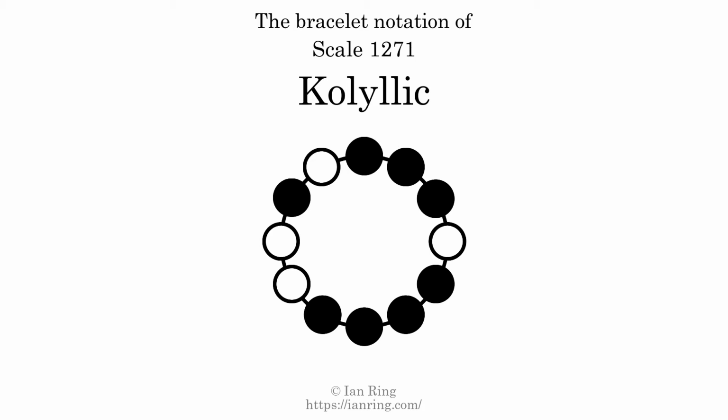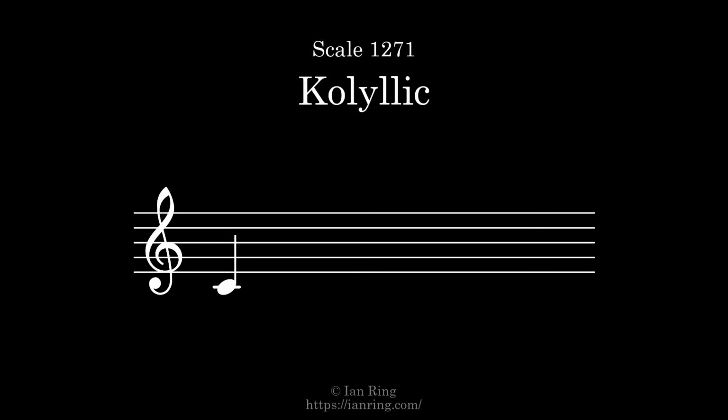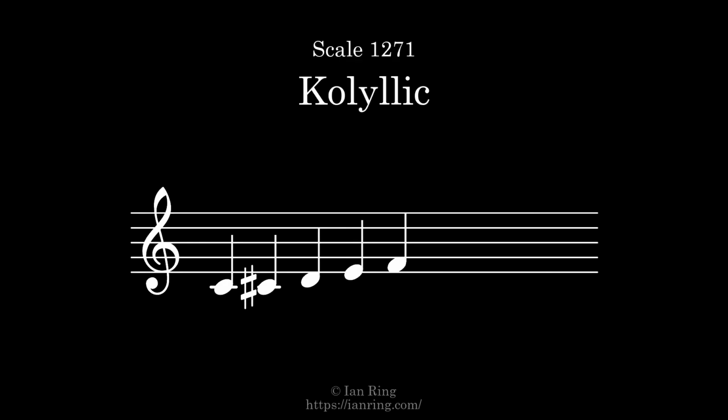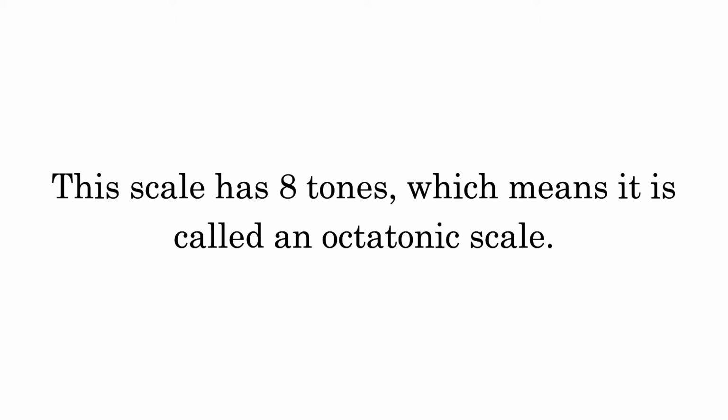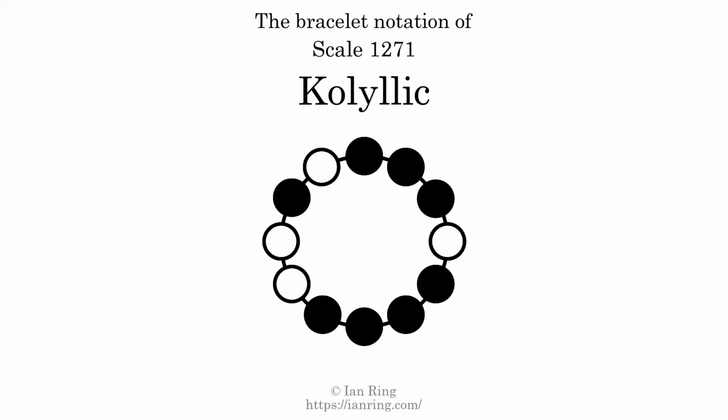1271, Kolyllic, which sounds like this. This scale has 8 tones, which means it is called an octatonic scale. This is a bracelet notation diagram of scale 1271. The shaded circles represent tones that appear in the scale, and they are read clockwise, starting at the top.